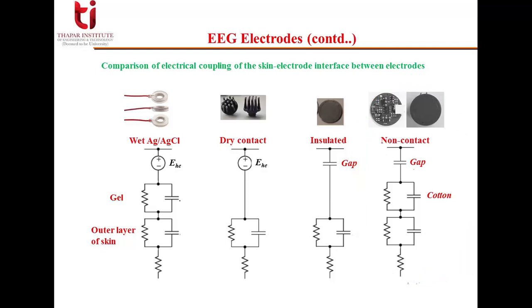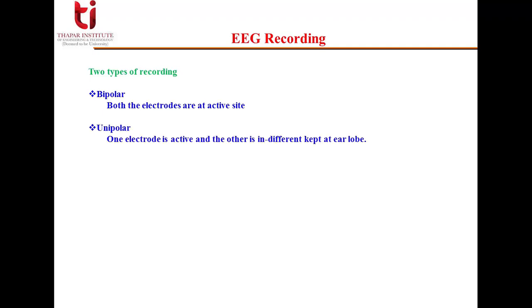Now let's discuss the recording of EEG signals. There can be two types of recording: bipolar and unipolar. Bipolar, in which both the electrodes are at the active site. Unipolar, in which one electrode is active and the other is indifferent, kept at the ear lobe. Now, what is the procedure? Means how the patient is made to be recorded.